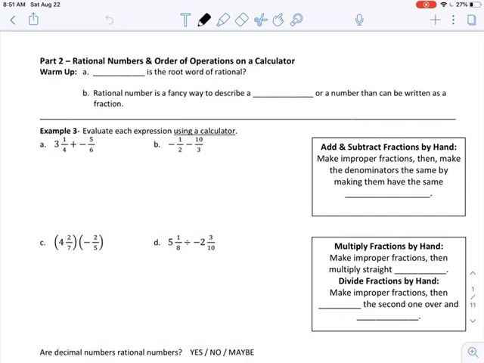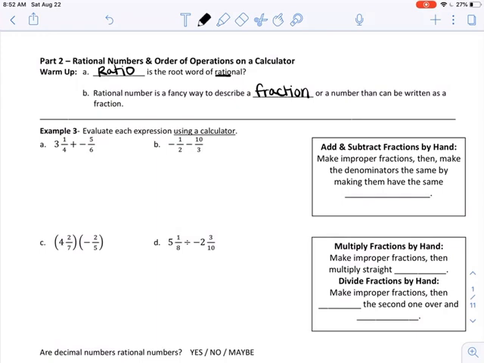So the root word of rational is ratio, and ratio is another word for fraction. So a rational number is a way to describe a number that can be written as a fraction. It doesn't have to be a fraction already, so whole numbers work and decimals work too. As long as it can be written as a fraction, it is called a rational number. We're going to be practicing with some rational numbers written both as fractions and as decimals.